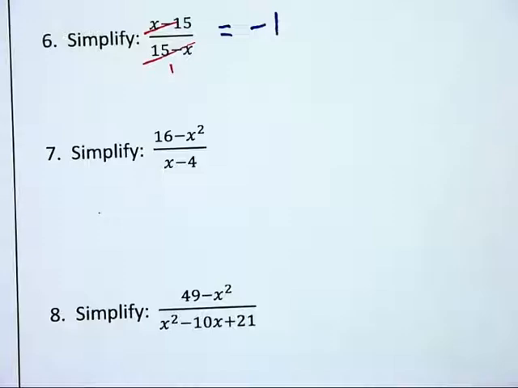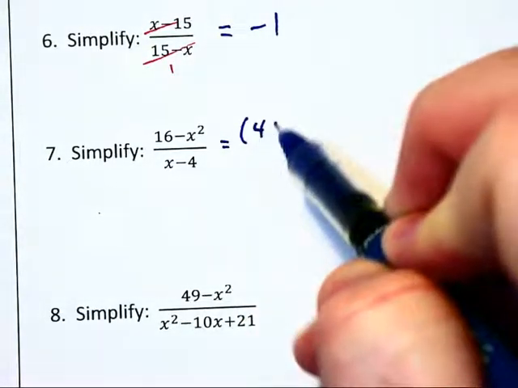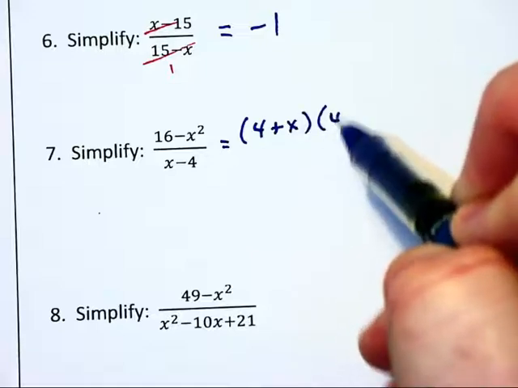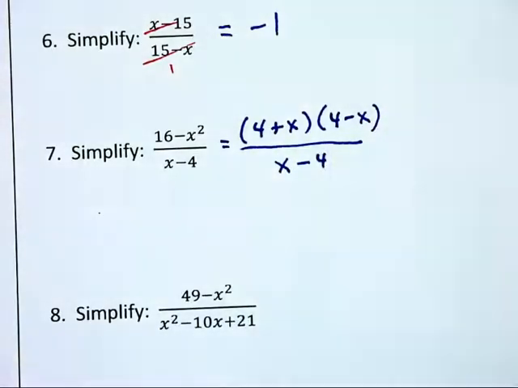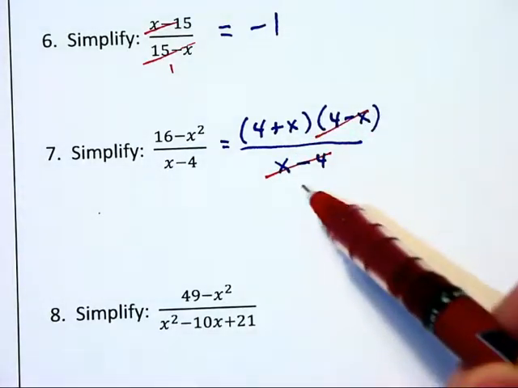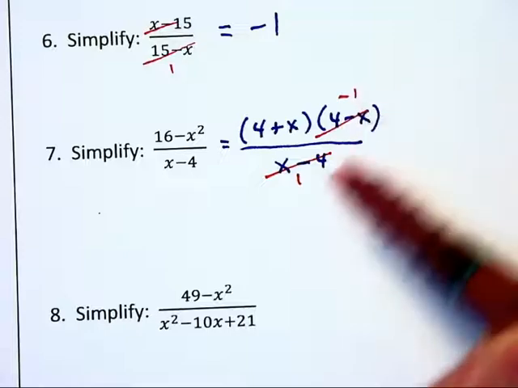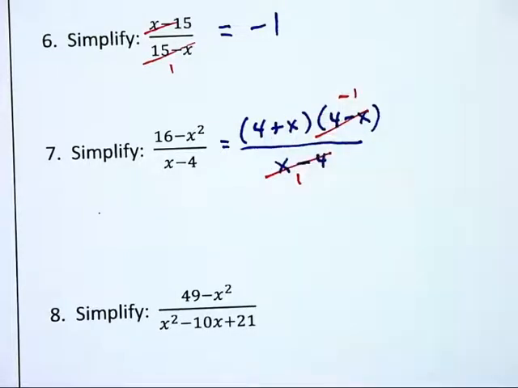In the problem after it, we would factor the numerator into 4 plus x times 4 minus x over x minus 4, and notice that we've got this a minus b, b minus a pattern with the x minus 4 and 4 minus x, leaving just the 4 plus x.